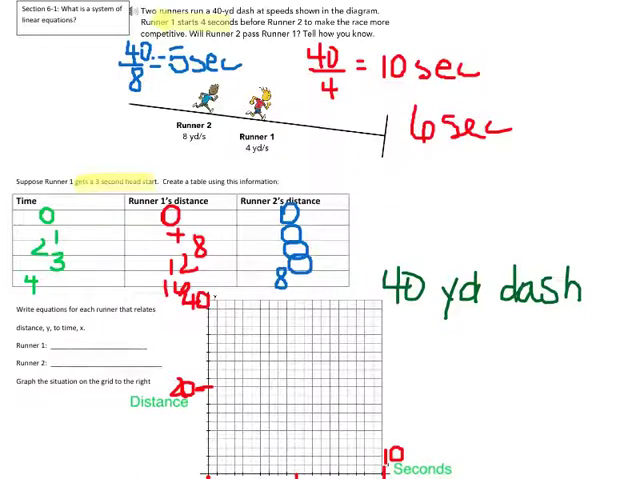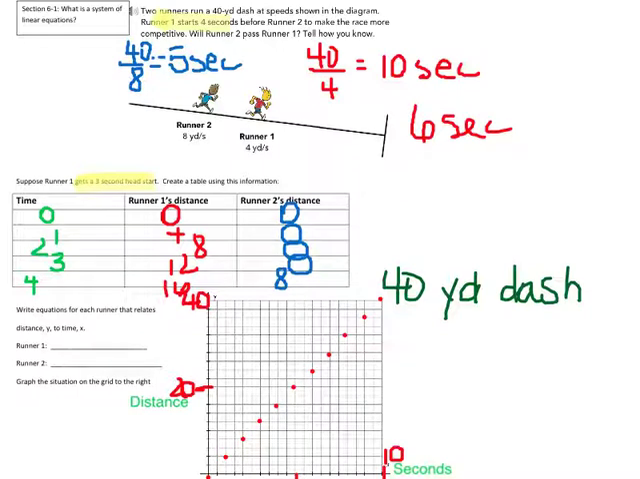I have put my scale on that graph. So 0, 0 is a point on the graph. 1, 4 is a point on the graph. So I went ahead and plotted all the points that runner 1 would have in a table up to 40 yards.